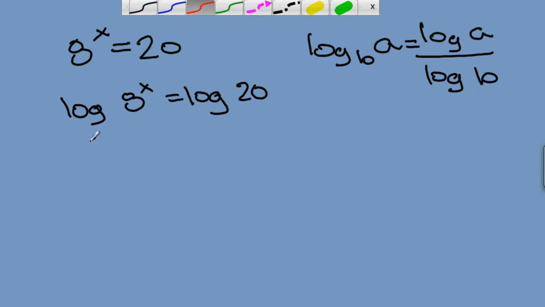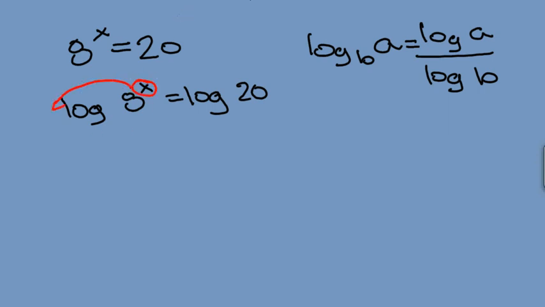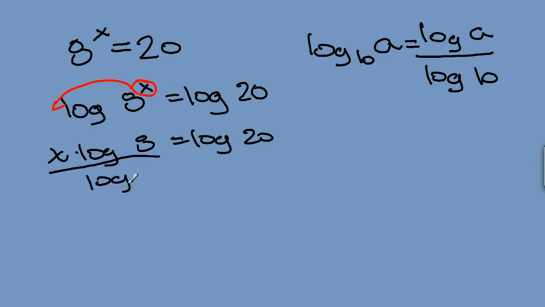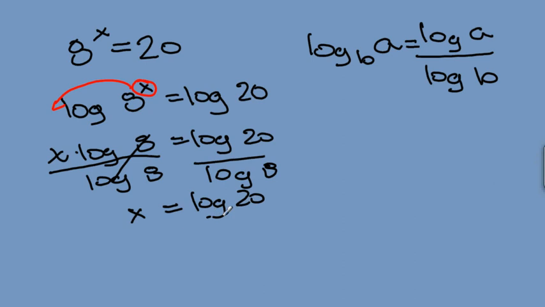Now any exponent that we have gets moved using property 3 of exponents. So we get x log of 8 equals log of 20. To solve this, we really have multiplication going on between the x and the log of 8. So we divide by log 8 on both sides. So we get our answer, x equals log of 20 over log of 8.